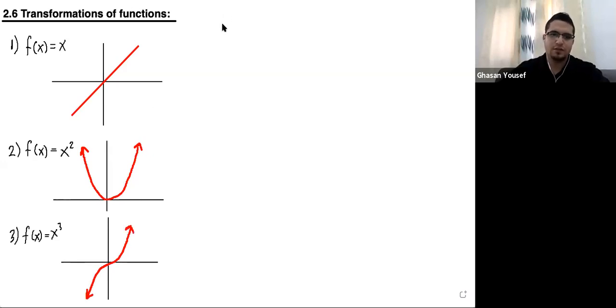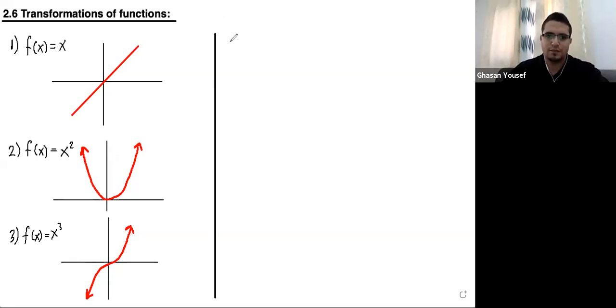The fourth function we should know how to graph is the root function, for example, the square root of x. So here, number 4 is f of x equals the square root of x. The graph of this function looks like this.